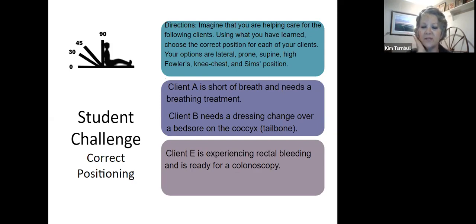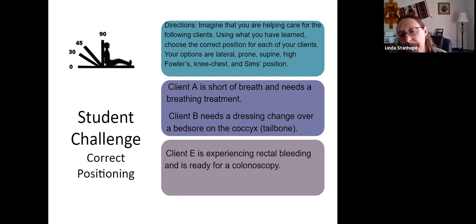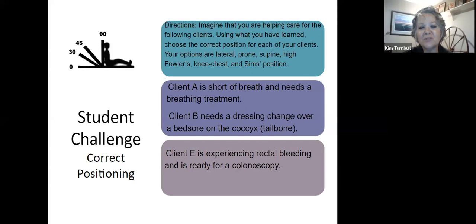So sitting there thinking, okay, I've got my choices: lateral, prone, supine, high Fowler's, knee chest position, or the Sims position. Well, okay, it's probably best if I sit up. So it's going to be high Fowler's. Yay, right answer. So this is something you can give them to help them solidify what that term means, as far as what is lateral. Oh yeah, that's the side-lying position. That's my enema position. Okay.